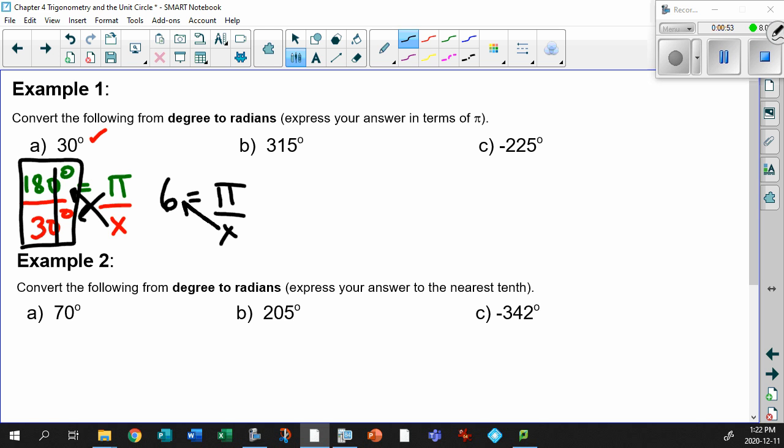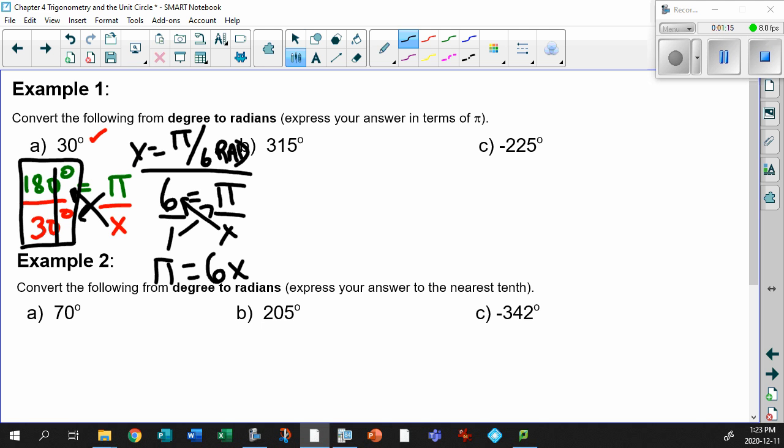Now, do the cross multiplication thing, right? That's 1. 1 times pi is just pi equals 6x. Divide by 6, divide by 6. X works out to be pi over 6 radians. That's what it is, right? So 30 degrees is considered to be pi over 6 radians. Done. That's just way too easy.